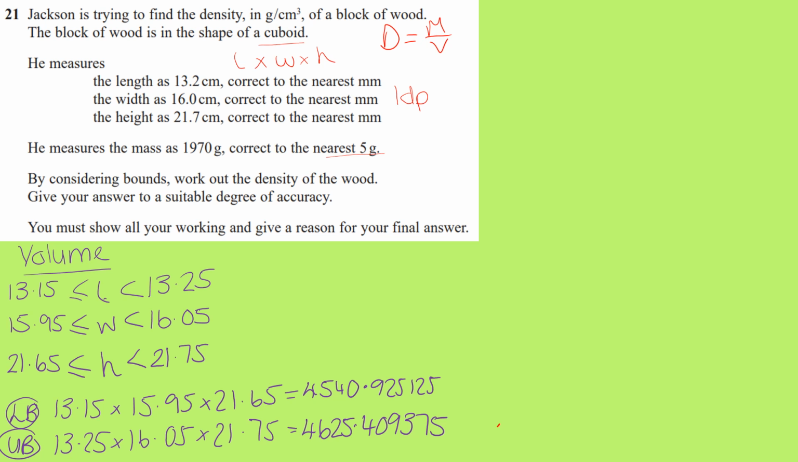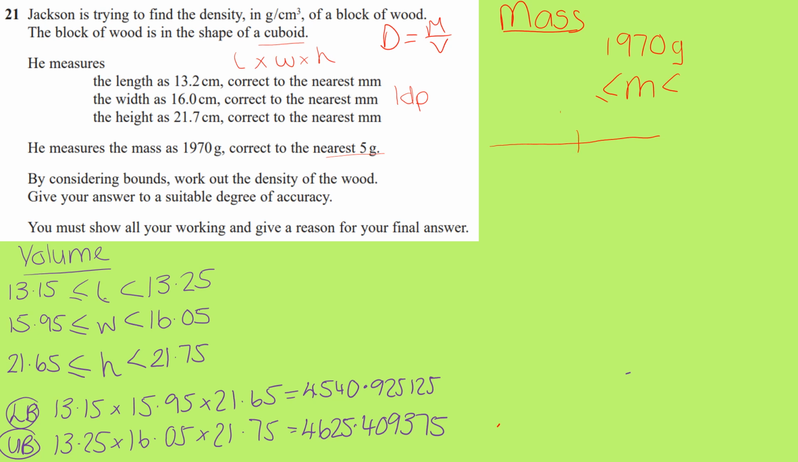So I now need to look at the mass. It's also telling me that the mass has been rounded. If we go over to this side, I'll do this in red so you can see this is separate. Mass, 1970 grams, and this has been rounded to the nearest 5. I'm going to use M for mass in the middle. Now, this is sometimes a little bit more difficult to see, so sometimes a number line helps when we round to unusual numbers like nearest 5s.